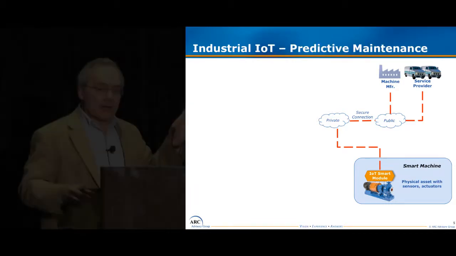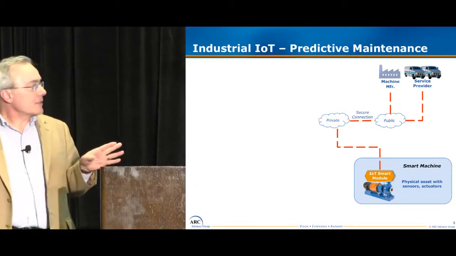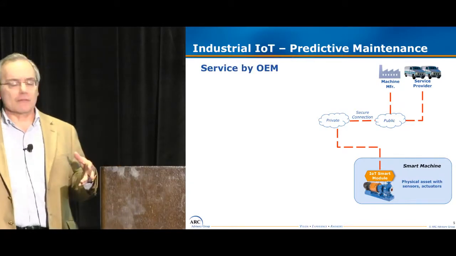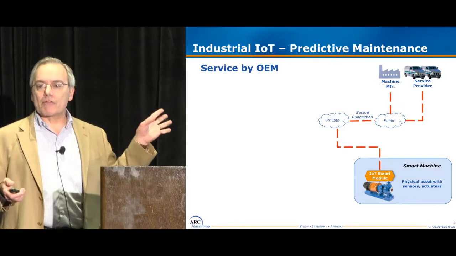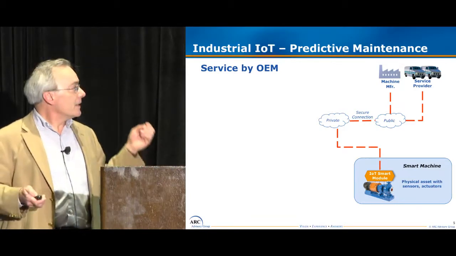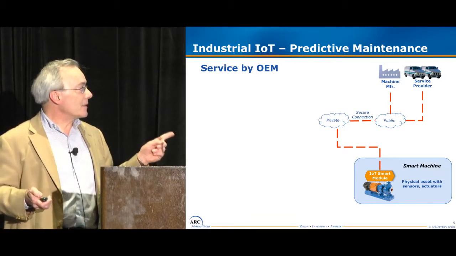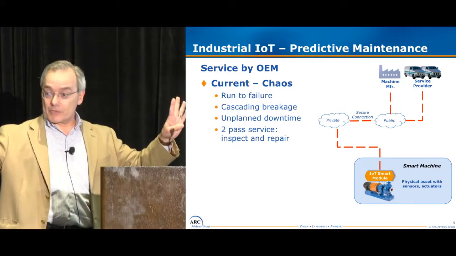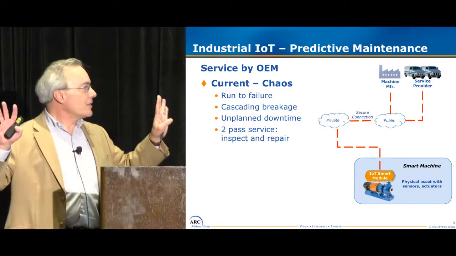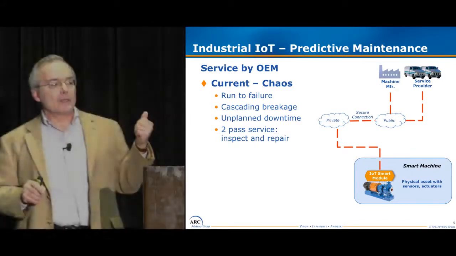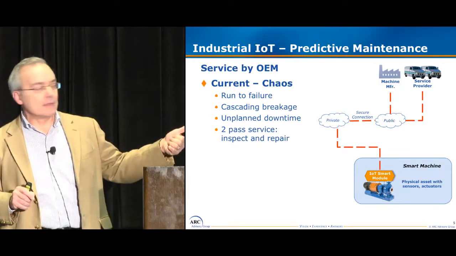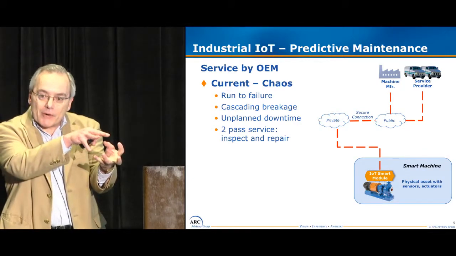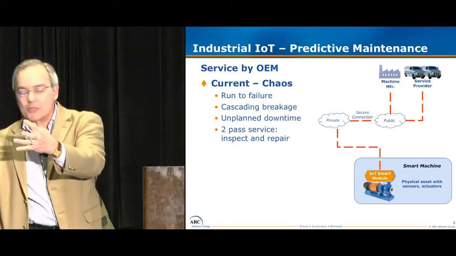A lot of what's talked about is predictive maintenance, and I just want to go through the as-is condition initially. The blue here is going to represent the viewpoint of the end user. So, service by the end user, by the OEM. Sometimes if you wanted your equipment serviced by an OEM, this is the kind of scenario that occurs. You normally then run it to failure. Usually there's cascading breakage, meaning some small component breaks and that cascades to a much bigger issue.